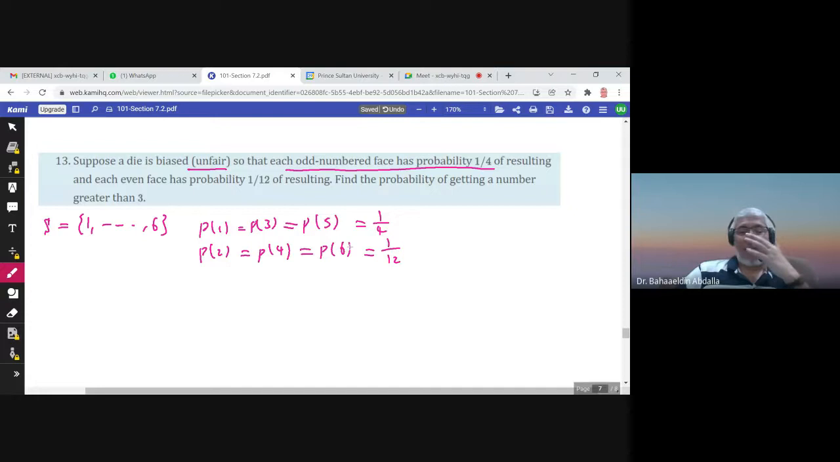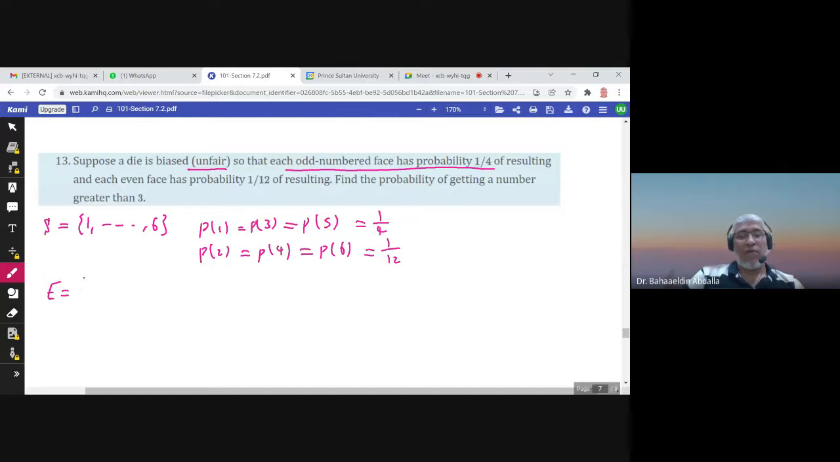Now, this probability distribution should satisfy the condition that the sum of all probabilities is 1. The probability of S is 1, as you know. So this is 3 over 4, and this is 3 over 12, which is 1 over 4. Yeah, the sum is 1. Okay. Find the probability of getting a number greater than 3.